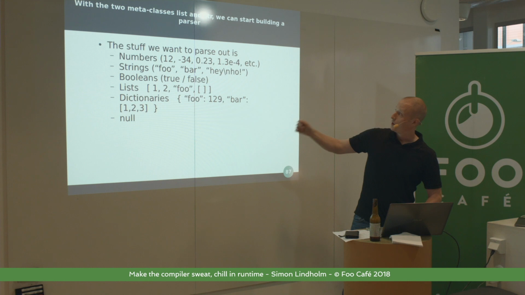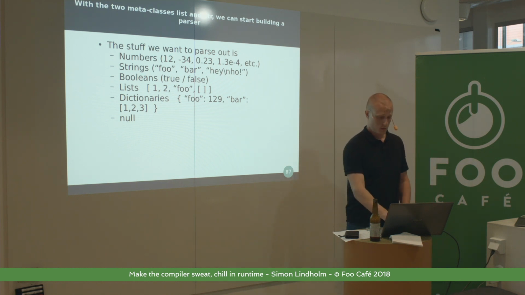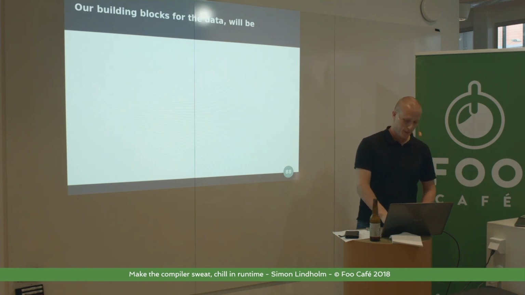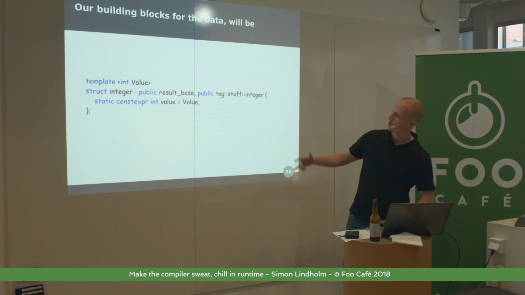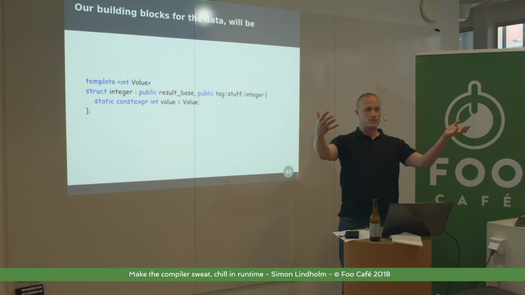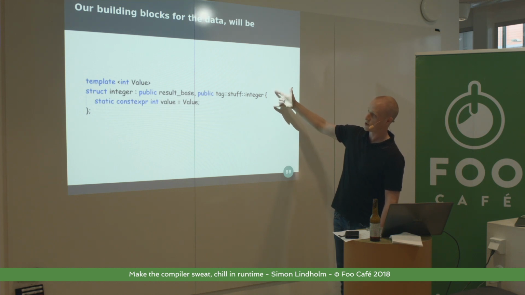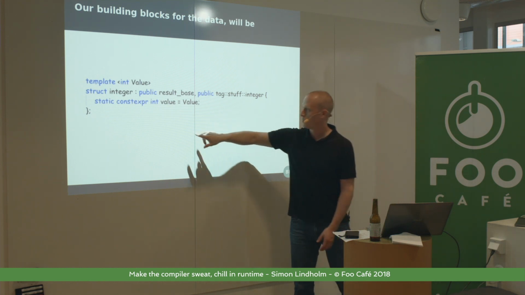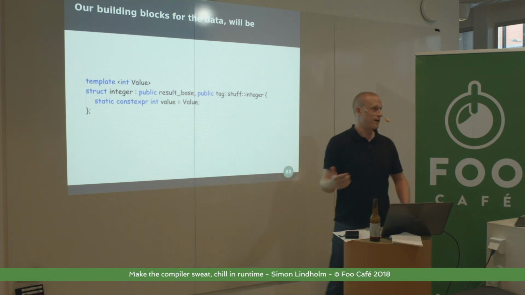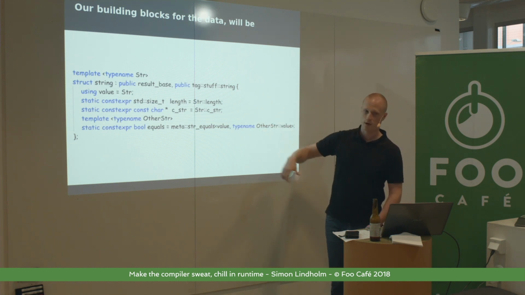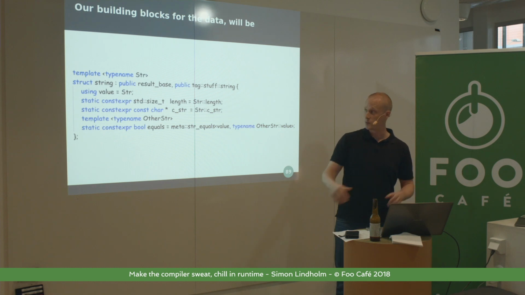All right, so we start building stuff from this. And we want to parse out, same as before, numbers, strings, booleans, lists, dictionaries, and null. We skip floats because I didn't have time. So this is what we want our result to be. If you have an integer, we want this as output from our parser, which is just a simple class with a constexpr value holding the actual integer. More or less the same with the string. This is just a wrapper for the string meta class we defined earlier.